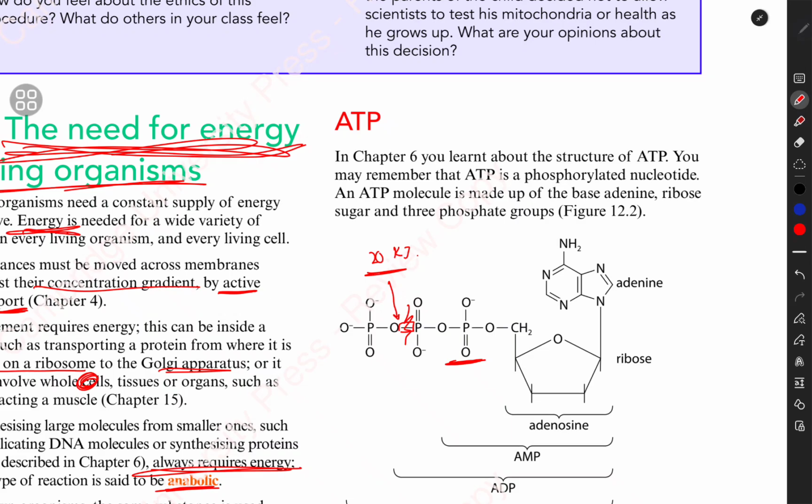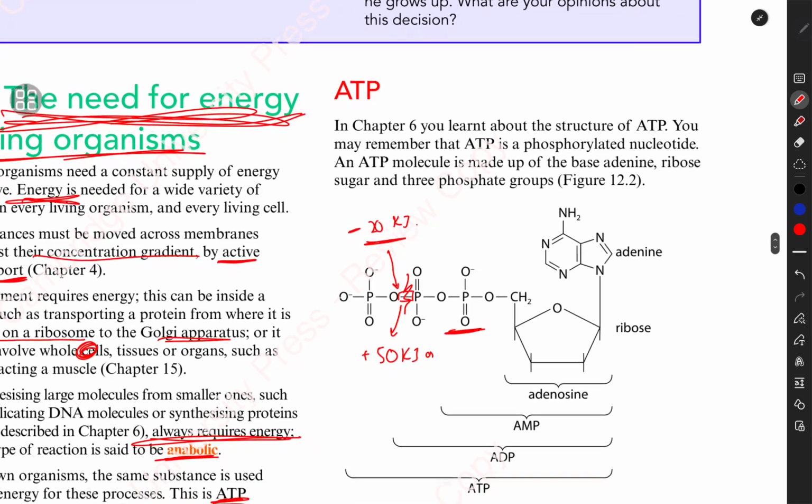As soon as this bond is broken, we get energy. After it's broken down, it releases, for example, 50 kilojoules of energy. So we gave it 20 kilojoules and now we got back 50 kilojoules, a net energy gain of 30 kilojoules. The numbers don't really matter. Now why does this molecule give us 50 kilojoules of energy? That's a really big amount.